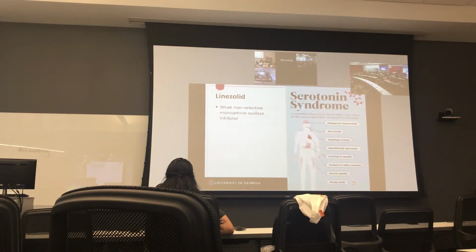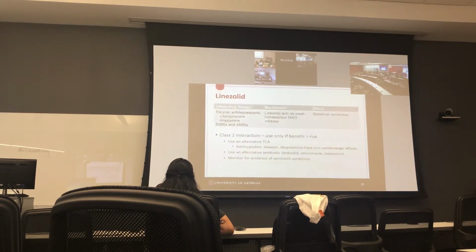So we worry about this with other serotonergic agents. Tricyclic antidepressants, particularly clomipramine and imipramine, are serotonergic. And then our SSRIs and SNRIs are also serotonergic agents. So this combination could result in serotonin syndrome. This comes up relatively frequently in practice because patients are usually on antidepressants for an extended period of time, and linezolid is typically a short course.